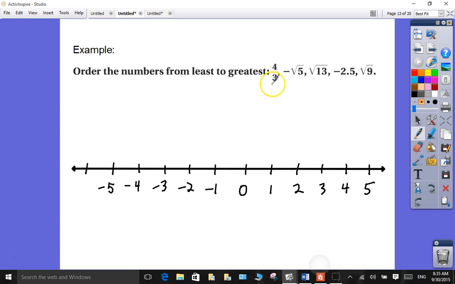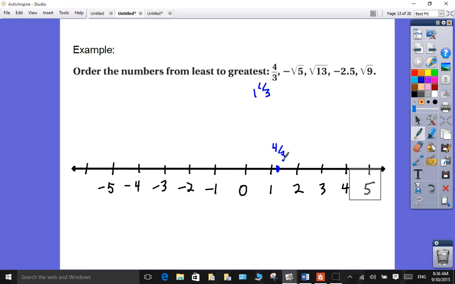What about 4/3? If I write it as a mixed number, it would be 1 1/3. And where would that be, in between which two integers? So it'd be about right there. Right, there's our 4/3.